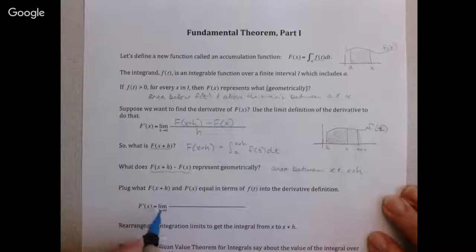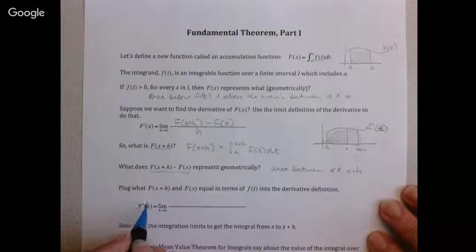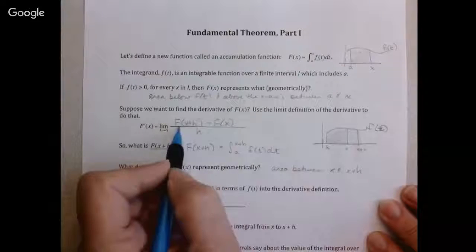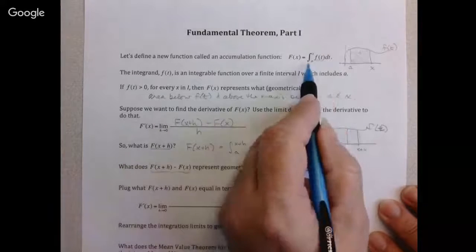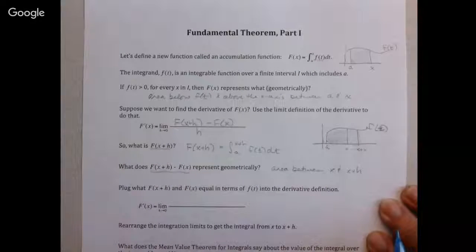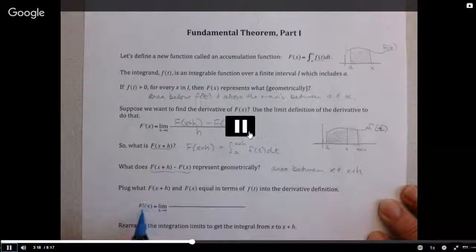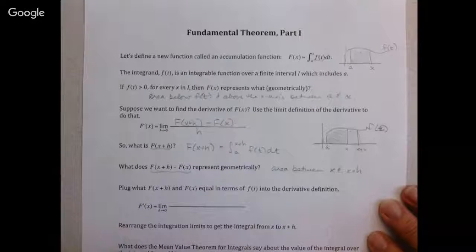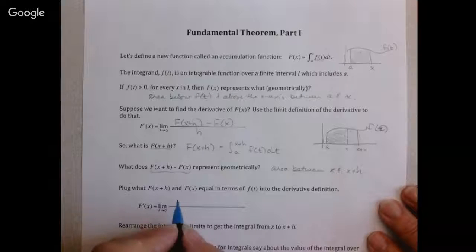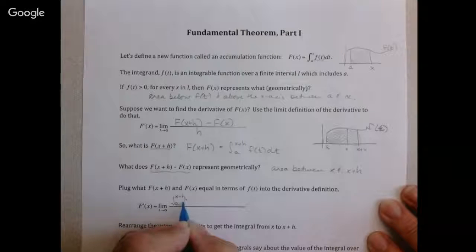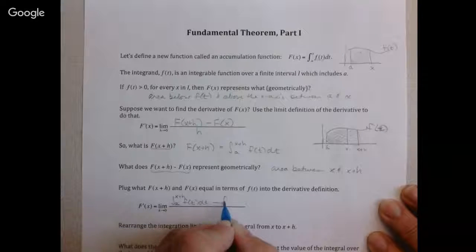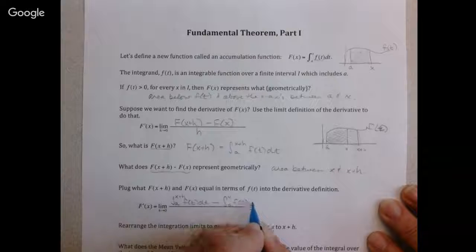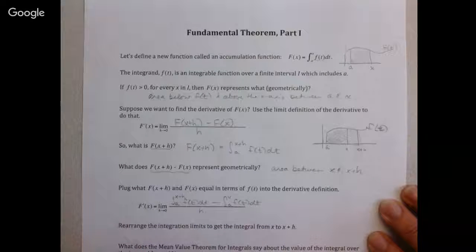All right, well, we want to be able to work with our function f of x, so we need to replace this expression f of x plus h and f of x with our integral expression. So stop the video and write the definition of the derivative, big F prime, using the integral definition. Okay, F of x plus h is the integral from a to x plus h of f of t dt minus the integral from a to x of f of t dt, all of that over h.